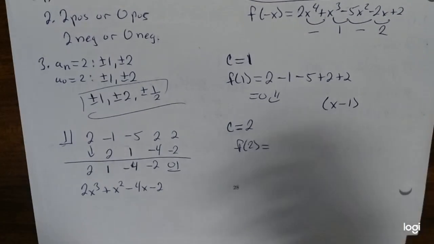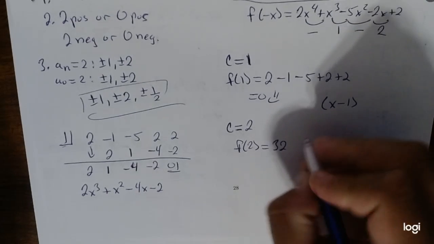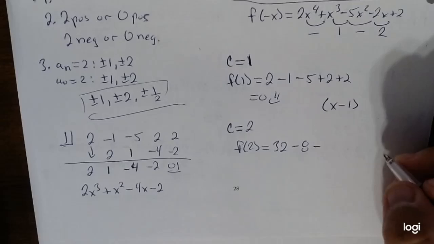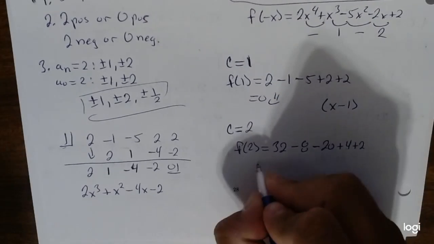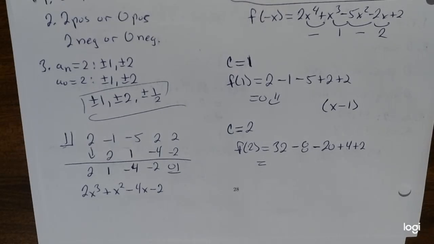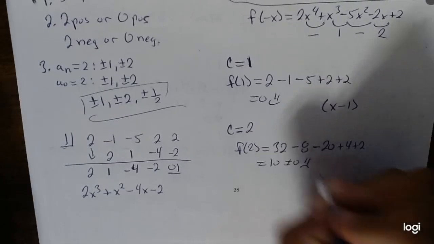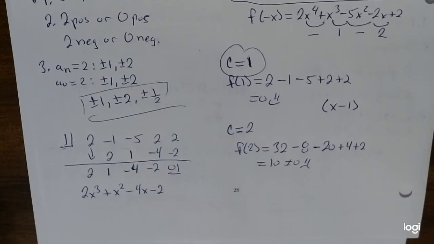So again, I'm just going to quickly use calculator, make it a little faster. 2 to the 4th times 2 is 32. Minus 2 to the 3rd is 8. Minus 5 times 4 is 20. Plus 4 plus 2. And this gives us a grand total of 10. Which is not 0, right? So 2 doesn't work, right? 1 worked, 2 doesn't work. So keep going from there, right?